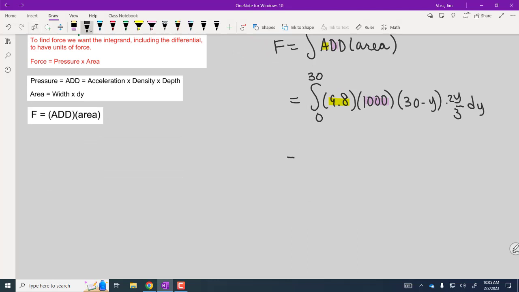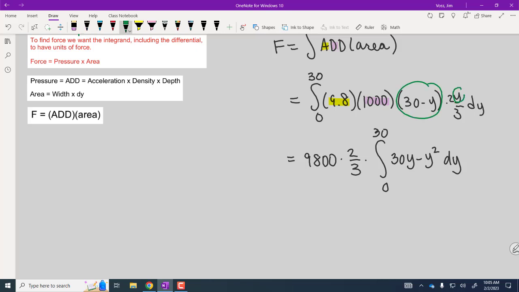So out in front, we've got the 9800 again. And then the 2/3 is a constant as well. Constants just come right through the integral, just like they come through derivatives. And the only thing left in here is going to be 30y minus y squared. So we're going to distribute. The only thing left in here, we've got that and that. So we'll distribute the y across.